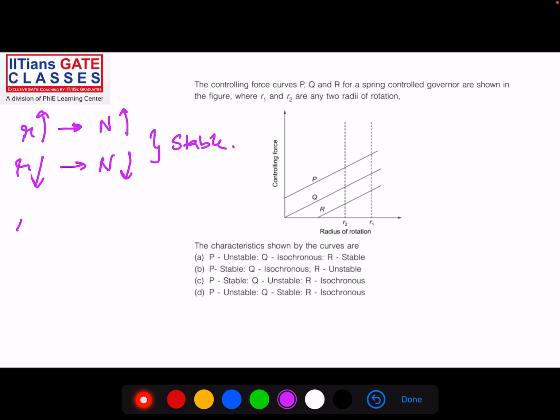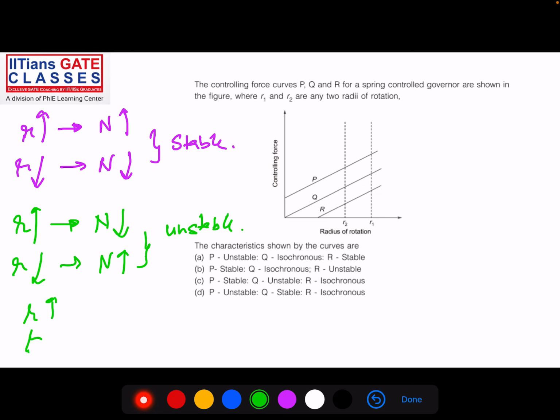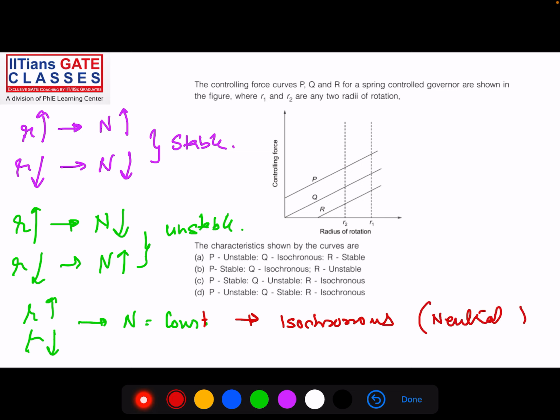Stable governor. Now, sometimes the design of the governors might be flawed. If the radius increases, speed decreases, and if the radius decreases, speed increases, that kind of governors are called unstable. And there is a third category: radius increases or decreases, it does not matter, and the speed remains constant. This kind of governors are called isochronous or neutral governor.